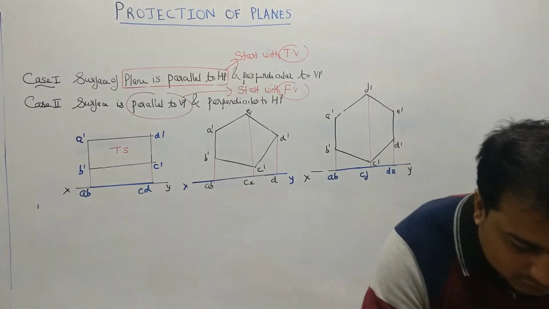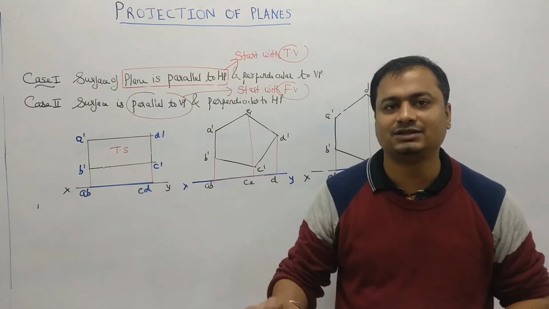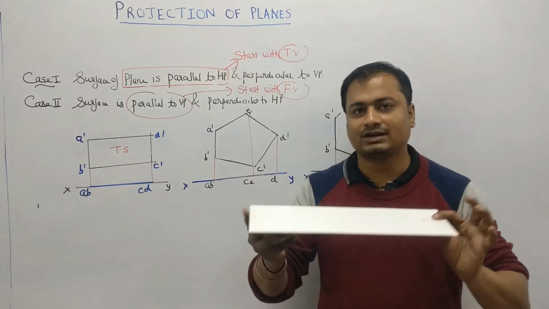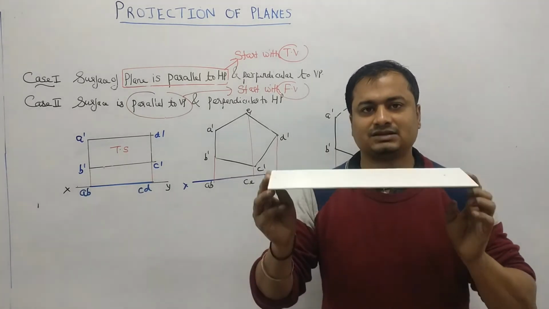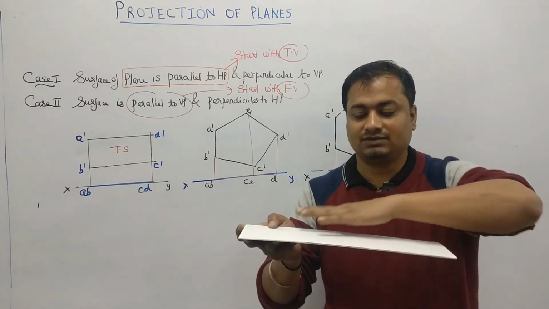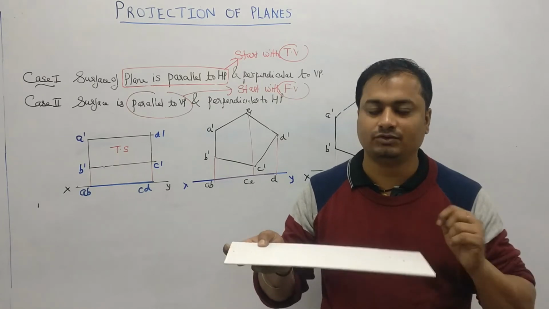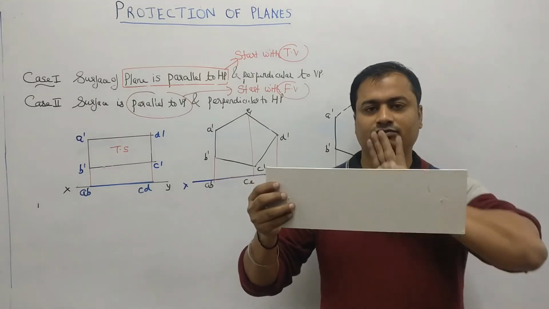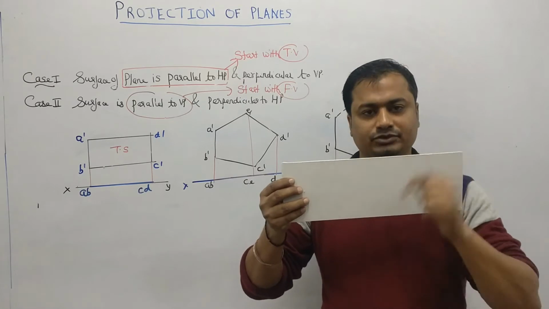If your plane is parallel to VP, start with the front view. If your plane is parallel to HP, start with the top view. The concept is very clear, it's very simple. What is the statement saying? If your rectangle, pentagon, hexagon, if any plane, is parallel to HP, I am talking about the surface, so if the surface is parallel to HP, first make the top view, then project the front view. If your plane is parallel to VP, if I am VP, so this is parallel to me, you have to first make the front view, then project the top view.